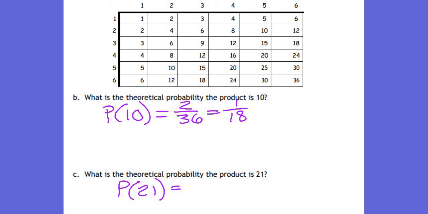What is the theoretical probability of a 21? Impossible, because how many spots are 21? 0 out of how many total? 36. Which gives me 0, which is impossible to happen. There is no way to get a product of 21, because 21 is a prime number. No, it's not. Just kidding. 7 can divide it.